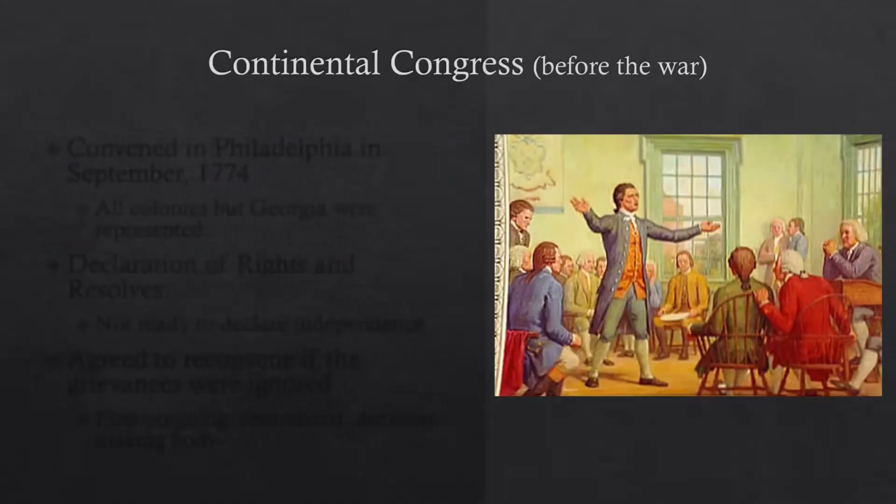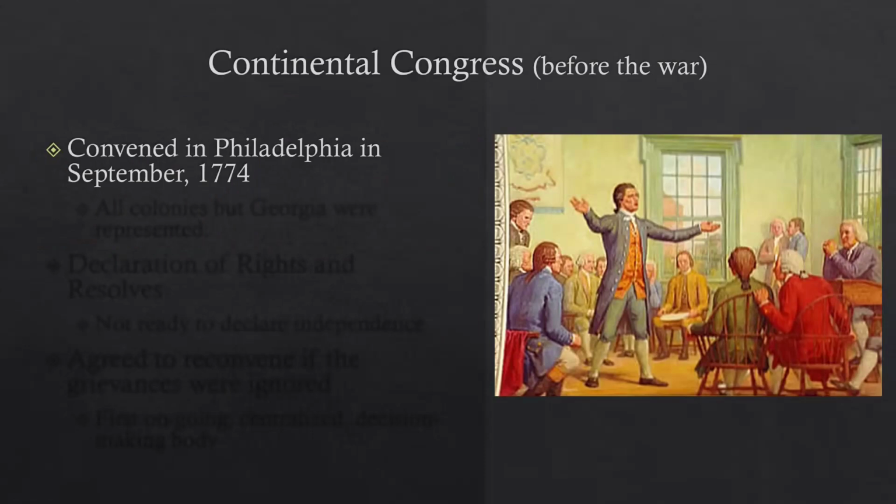Despite all of their boycotting, as we know, the new taxation and control by the British government on the colonies continued. So the colonists stepped up their game and they formed something called the Continental Congress. The delegates from 12 of the 13 colonies convened in Philadelphia in September of 1774. Georgia was the only one who did not send any delegation to be a part of the Continental Congress.